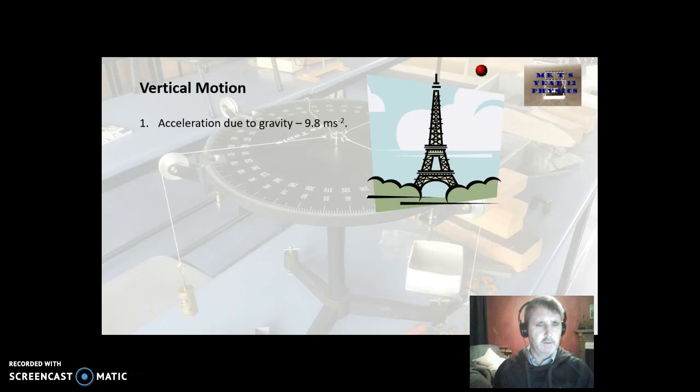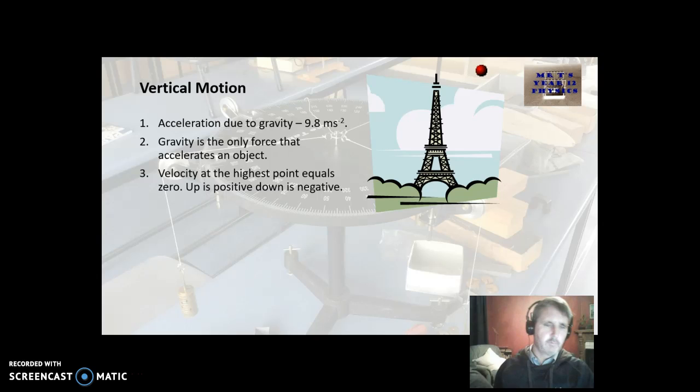Now, the next thing that we need to know is that we've talked about gravity being the only force acting on the object. Right at the top, when I let something go, or even if you throw a ball up into the air and it reaches its highest position and then falls back down, when the ball or the object is at its highest possible position, then its velocity equals 0. So at the highest possible position, VI equals 0.